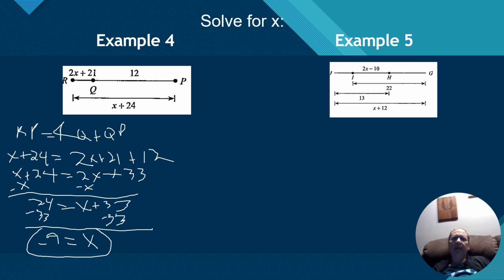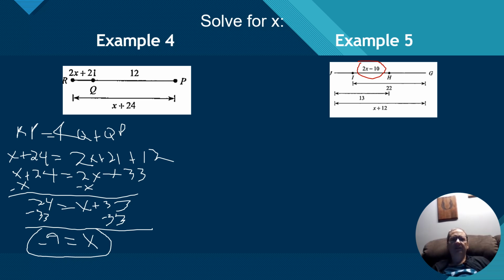All right, example 5. This one has four segments. We have GI, IH, HJ. All of those add together to make GJ. But if we try and set it up that way, it's not really going to work out. So we want to look at our picture. And we see in the middle here, we have this 13 and the 22. If we look at them, they overlap by this amount right there. That's the overlap, the distance between I and H.